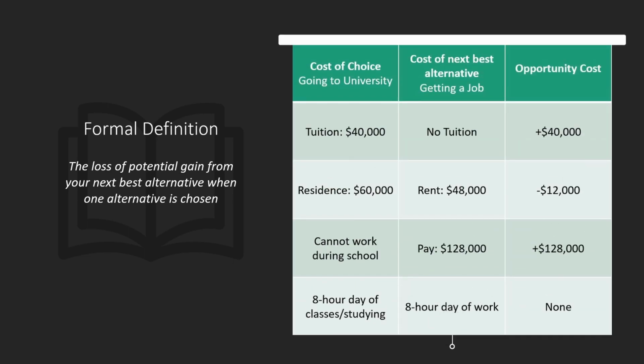Let's say you just graduated high school. In reality, there are many choices you can make. We will take two common choices just to simplify the example. One of the choices is going to university, and the assumed next best alternative is to get a job.